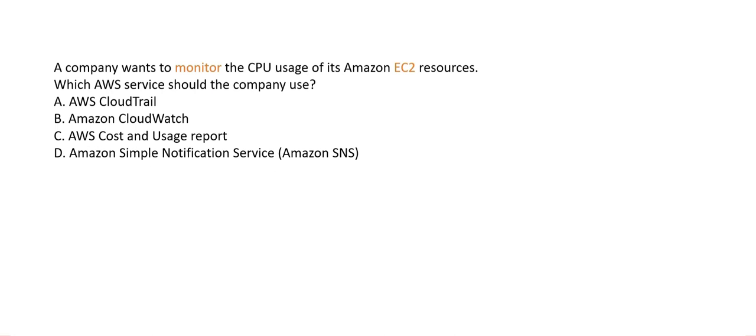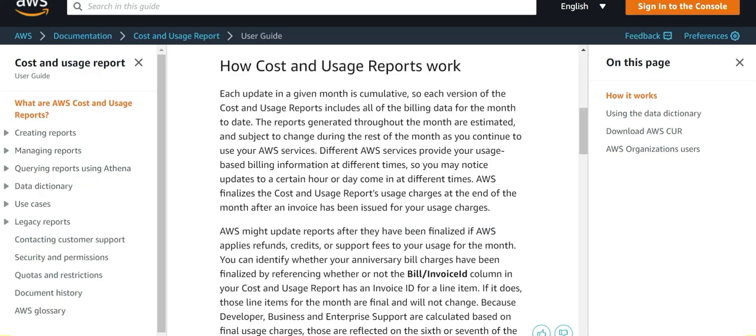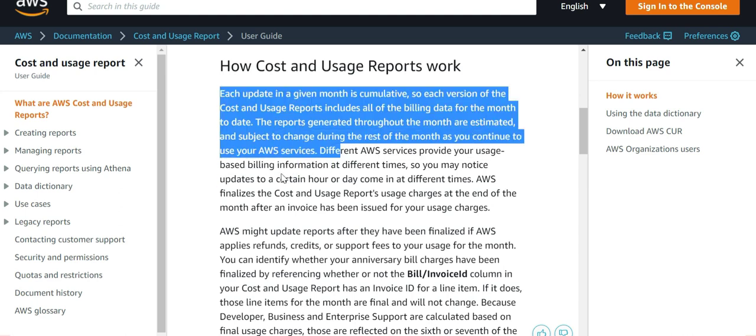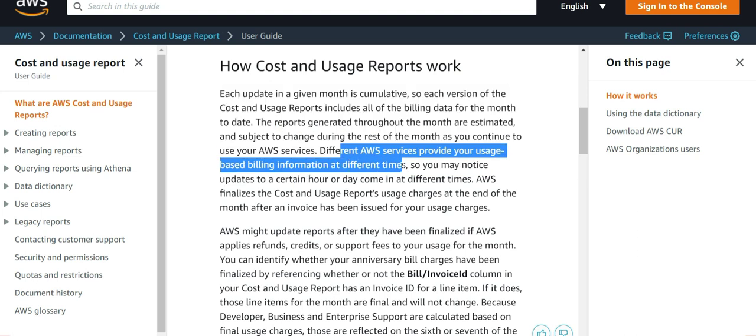Let's look at C. C states AWS Cost and Usage Report. So, the cost and usage report will give you the cost and usage of the resources. It will not monitor the CPU usage metrics. It will just give you the cost of that EC2 resource, and hence this is not the right answer. So, cost and usage report: different AWS services provide your usage based billing information at different times.